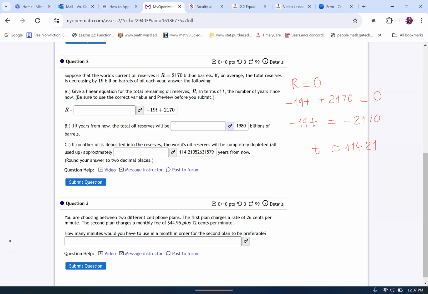Okay, so hopefully that helps you understand the concept of how we could use linear functions to model certain situations, some basic simple situations where linear functions could be really useful.